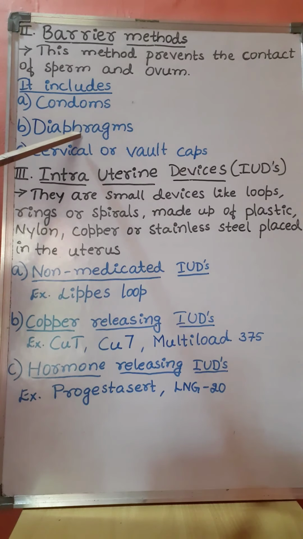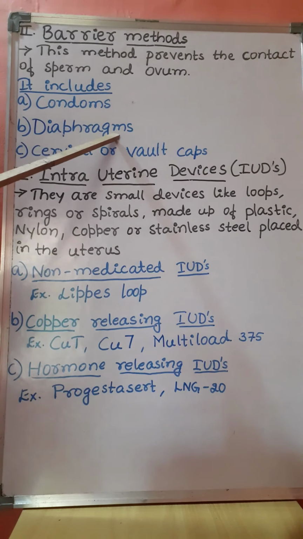The diaphragm prevents the entry of sperms into the female reproductive system, preventing the sperm from reaching the egg. It prevents the contact between sperm and egg. Diaphragms also provide protection against sexually transmitted diseases.